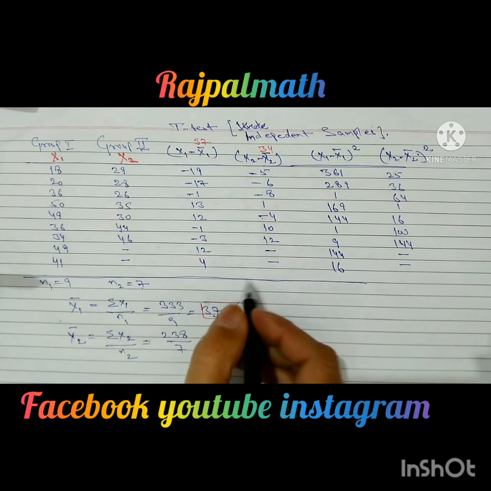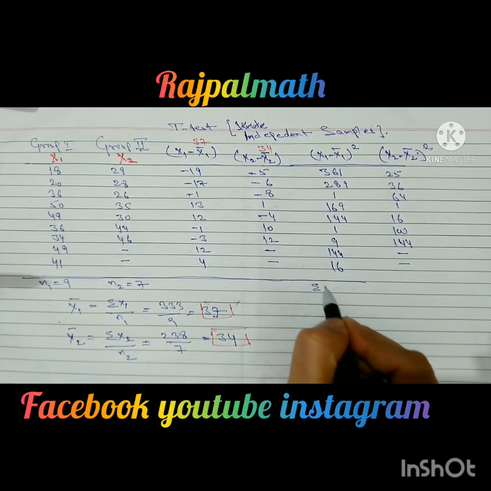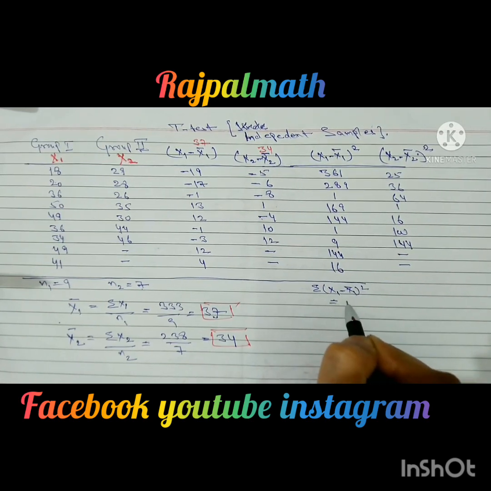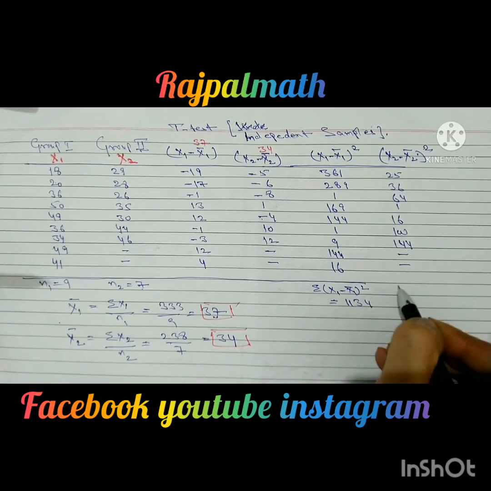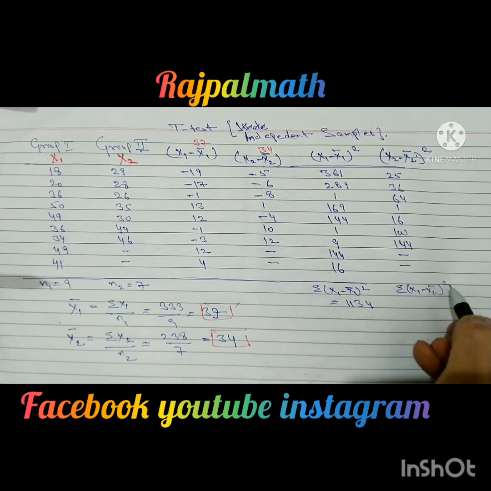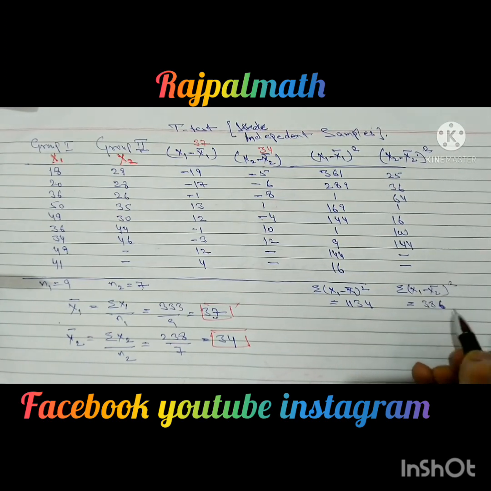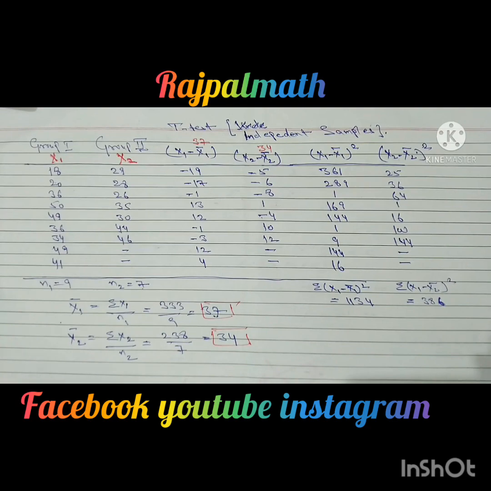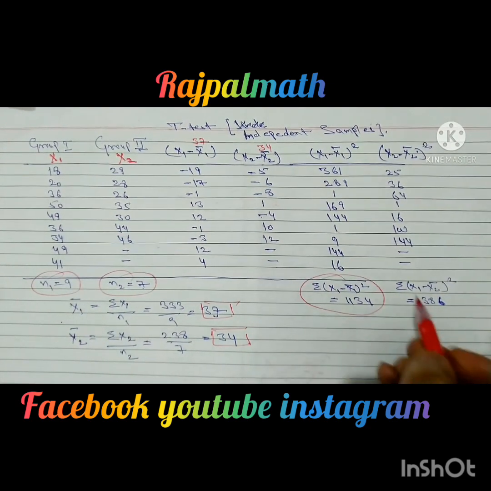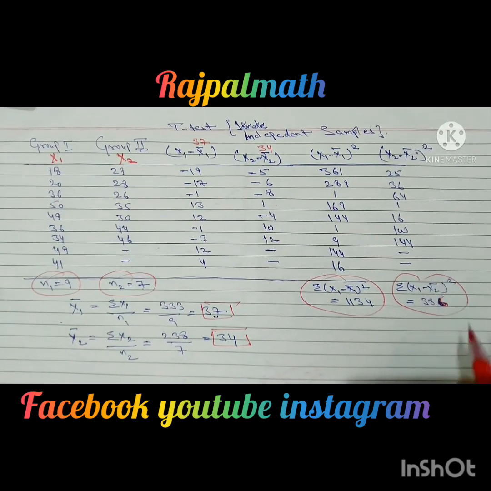So calculate summation. Summation of x1 minus x1 dash square is 1134, and summation of x2 minus x2 dash square is 386. So n1 is 9, n2 is 7, summation of this is 1134 and summation of this is 386.